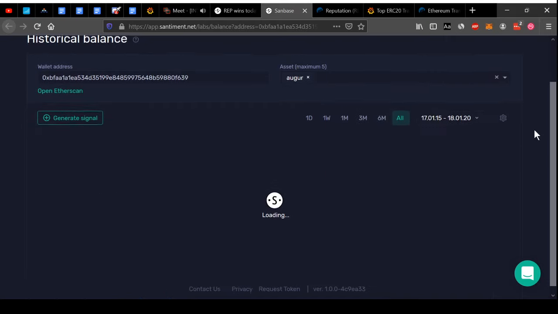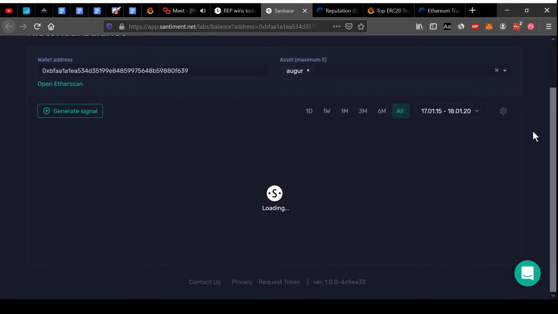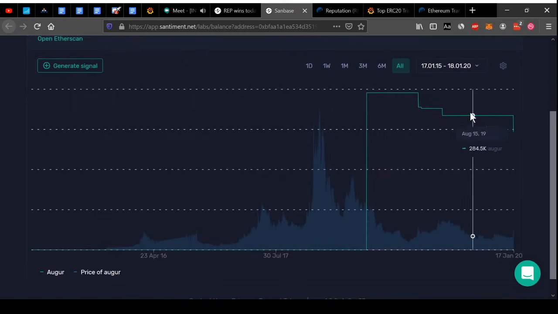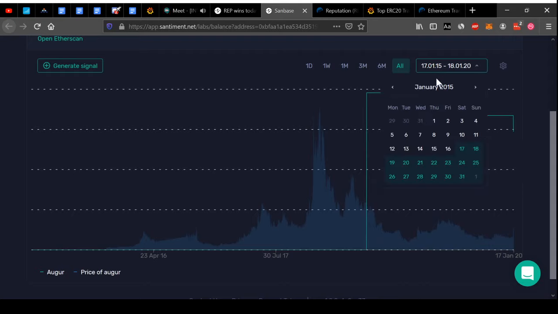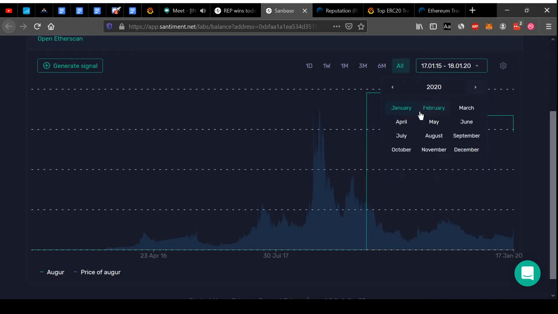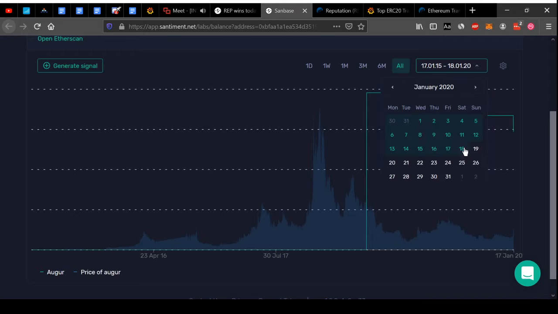This is the first address that I investigated, and it had some very interesting previous movements correlating to the price of REP. Actually, let me try and zoom in a bit. January 18th. Let's see if that, oh no, okay, let's try that again.